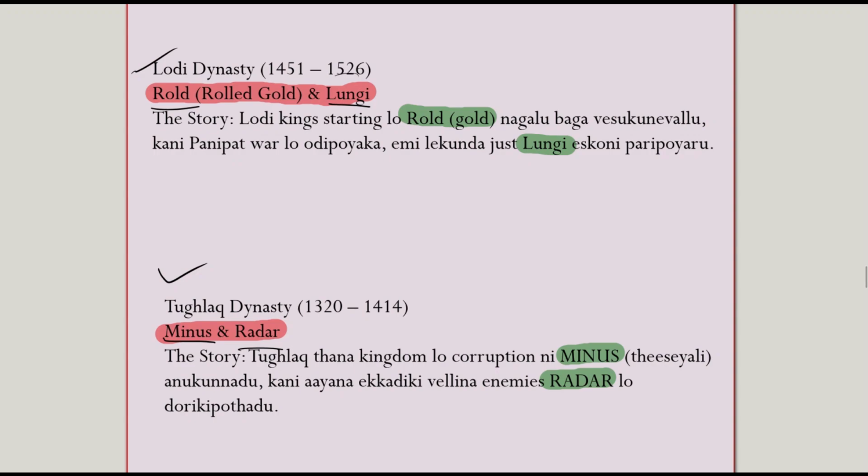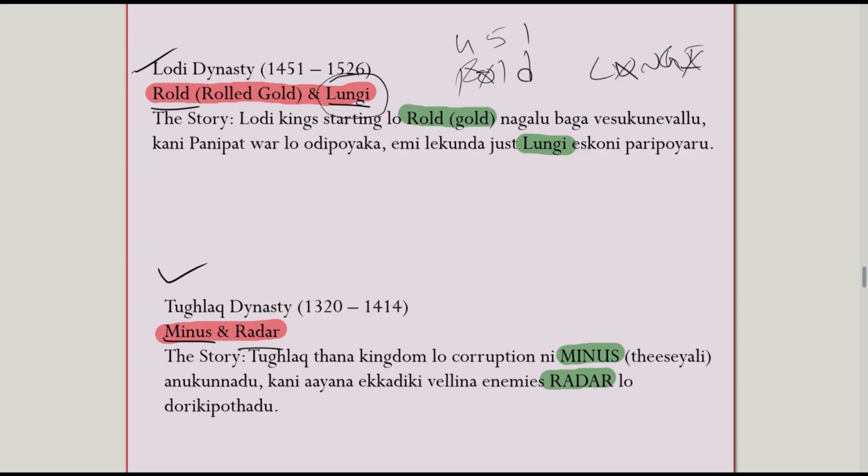They ran away wearing a lungi. Lungi is a keyword. It's a dress that most people know about. The story is very simple. Lodi kings used to wear rolled gold during their rule, but after the loss of the Panipat war, they ran away from their kingdom wearing a lungi. Just very simple. Keywords are rolled and lungi.